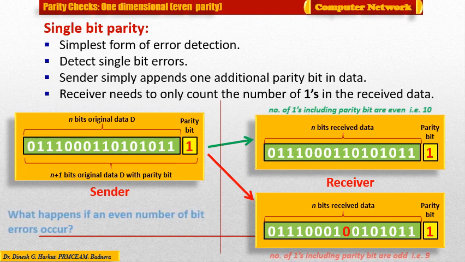When an odd number of bits get flipped, the receiver can detect an error. Suppose an even number of bits get flipped. What happens in that case? In this single bit parity scheme, an even number of bit errors results in an undetected error.